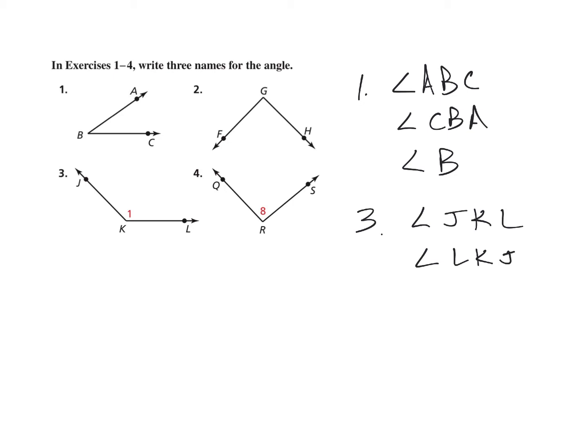All right, number 3, angle JKL, angle LKJ. Remember, the middle letters are the vertices, and angle K. You could say angle 1. I'd rather you not do that.